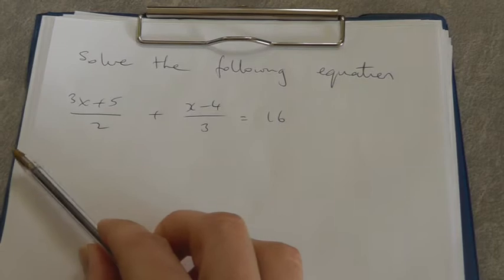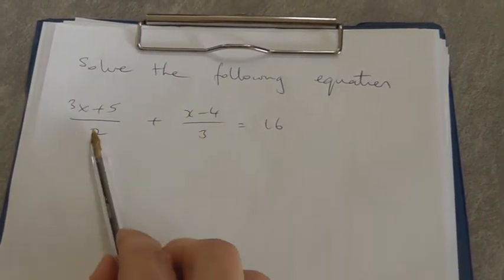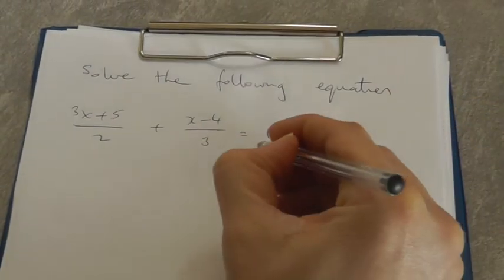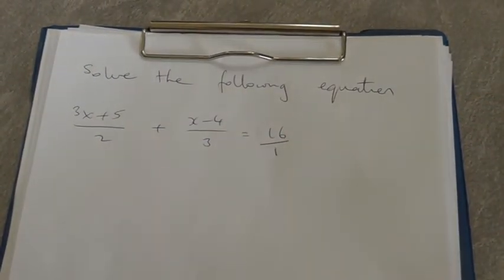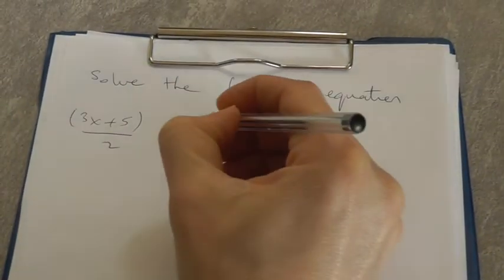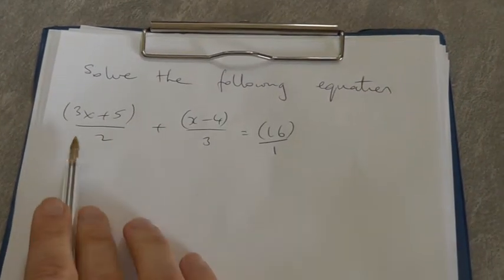To eliminate the fractions, I must turn all terms into a fraction. This is already a fraction, this is already a fraction. To turn 16 into a fraction, I turn it into 16 over 1. Next bit now, I must bracket all the tops. They're all bracketed, so we're getting a bit of format here.